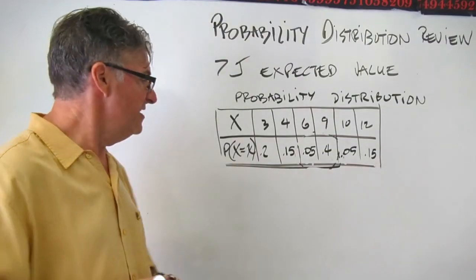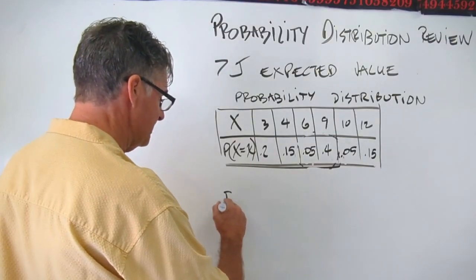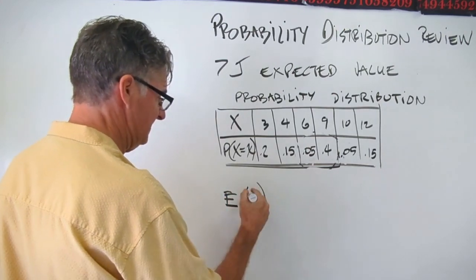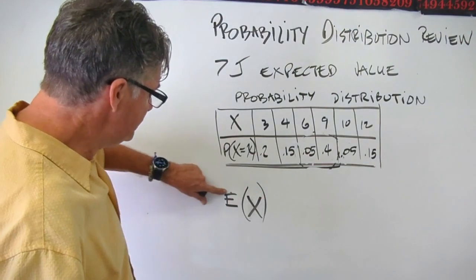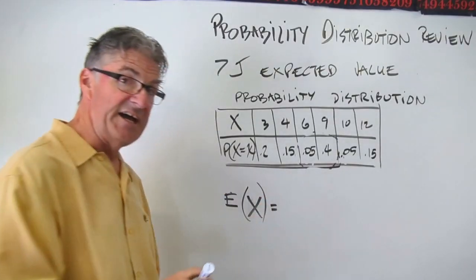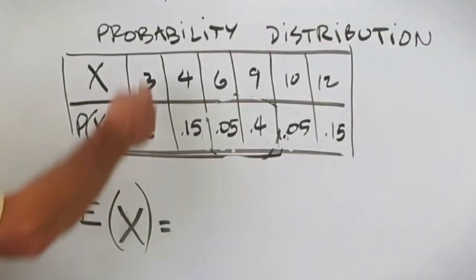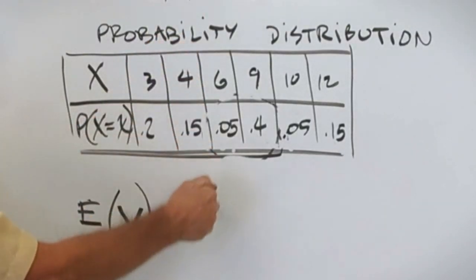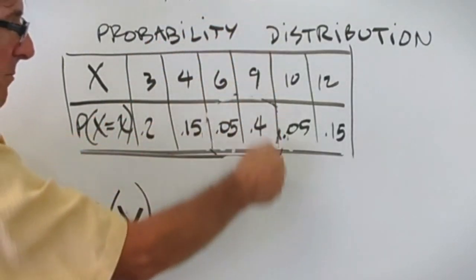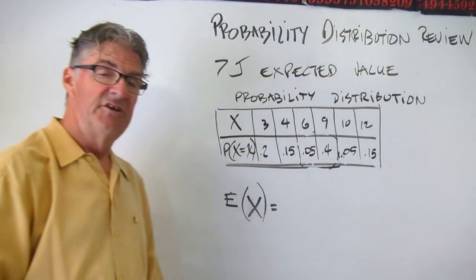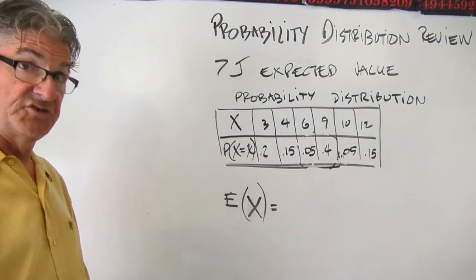So let's do that. This is expected of x, big X. So what is the expected value of big X? So really all we do, it's pretty straightforward, is we calculate the probability of each item. Okay, so we multiply down and then we add across. So if you're feeling bold, go ahead and pause the video and do just that.